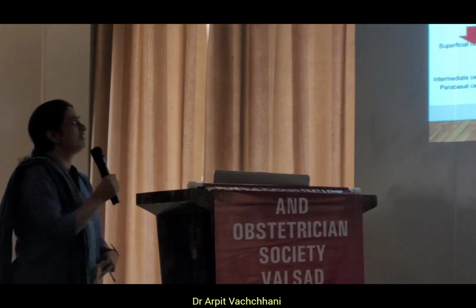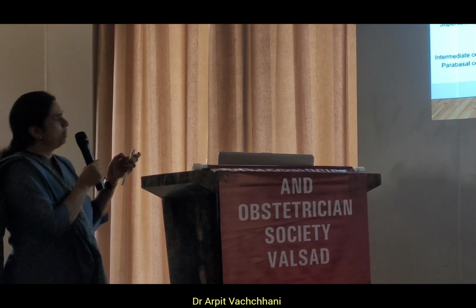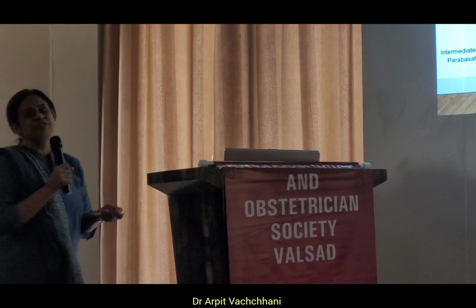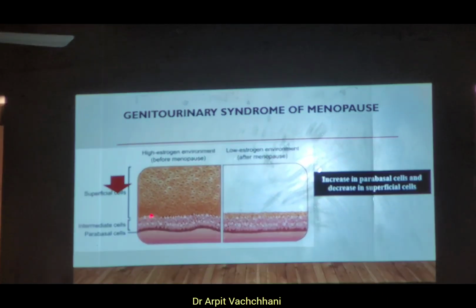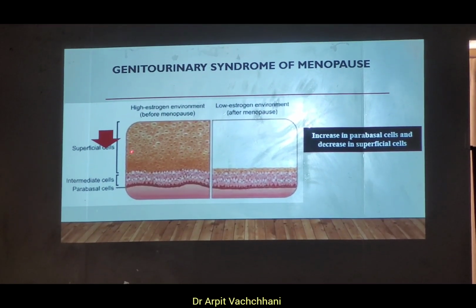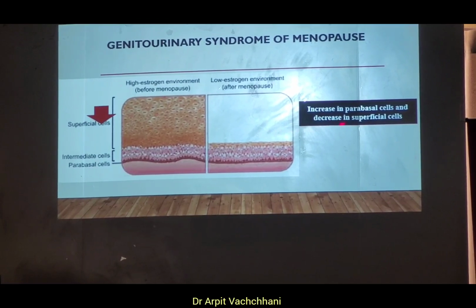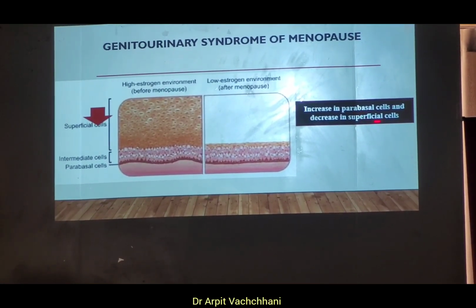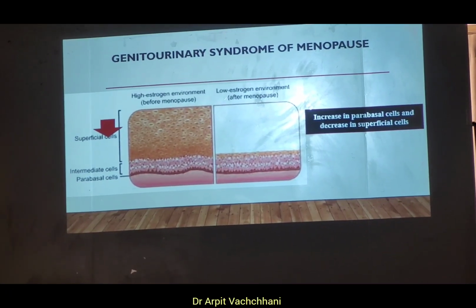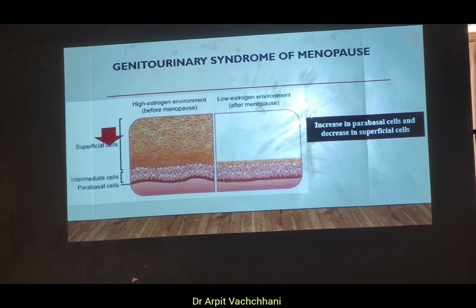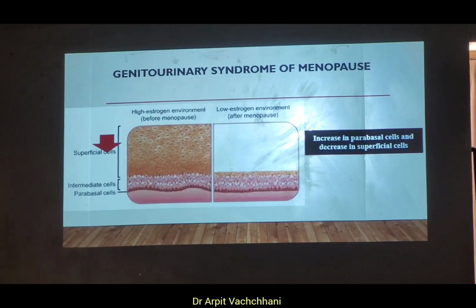So the main thing with which the patient comes to us is vaginal dryness. So what happens in this? The normal vagina is a multi-layered squamous epithelium which is made up of the parabasal cells, intermediate cells and the superficial cells. Now these superficial cells have glycogen stored in them due to the effect of estrogen. And the Doderlein lactobacilli, which are present in the normal vaginal flora, act on this glycogen and convert it into lactic acid, creating an acidic pH. So the pH is around 4 or 4.5.